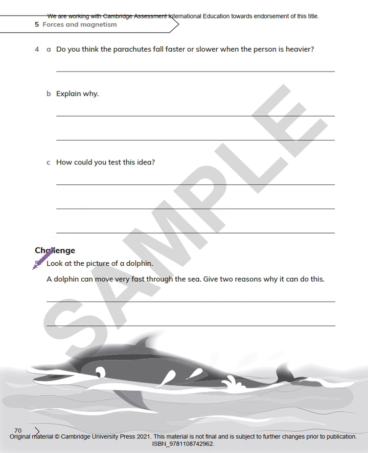Challenge. Question 5. Look at the picture of a dolphin. A dolphin can move very fast through the sea. Give two reasons why it can do this. So the two reasons are, first of all, their body is shaped so that they have less water resistance. And second of all, it knows how to swim.